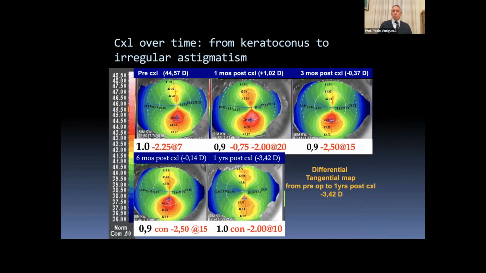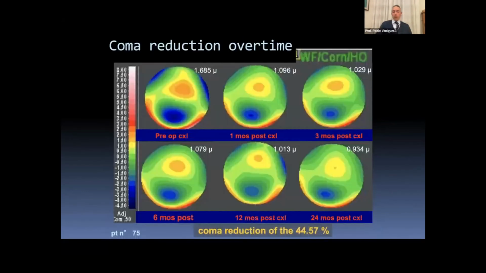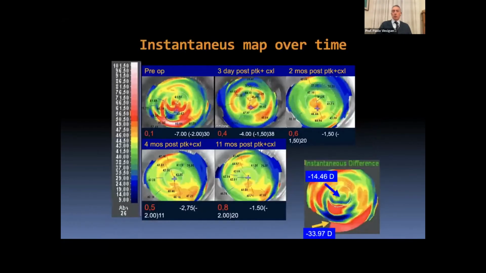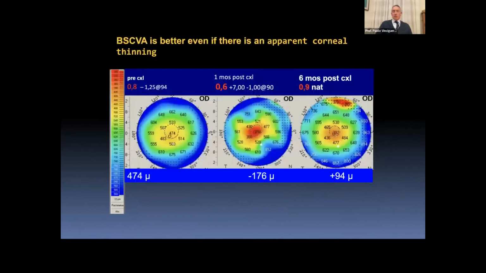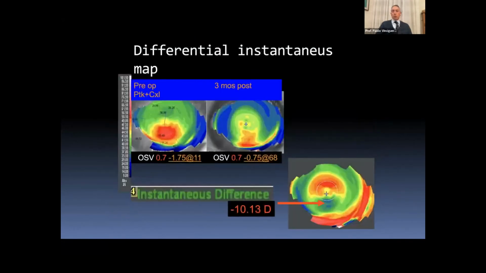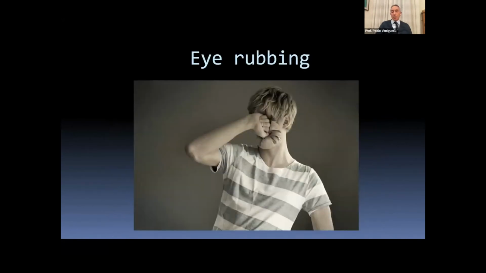Something that I already mentioned: over time, the coma is transformed into a regular astigmatism. This is why the topography does not change so much, but the visual acuity improves so much, because it has moved from a coma to a regular astigmatism. And that is shown on the wavefront maps. So look at the whole examination so as not to be scared by something.